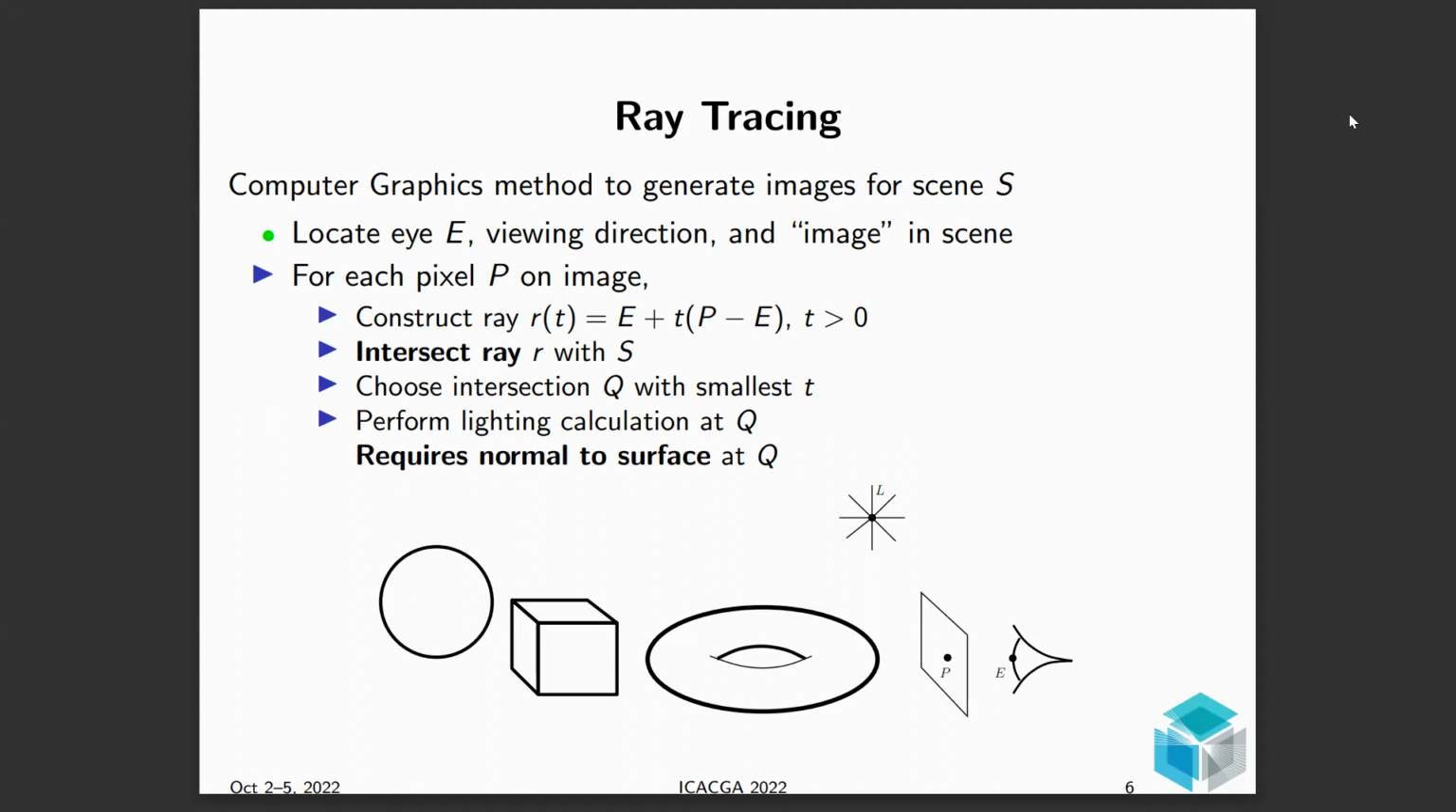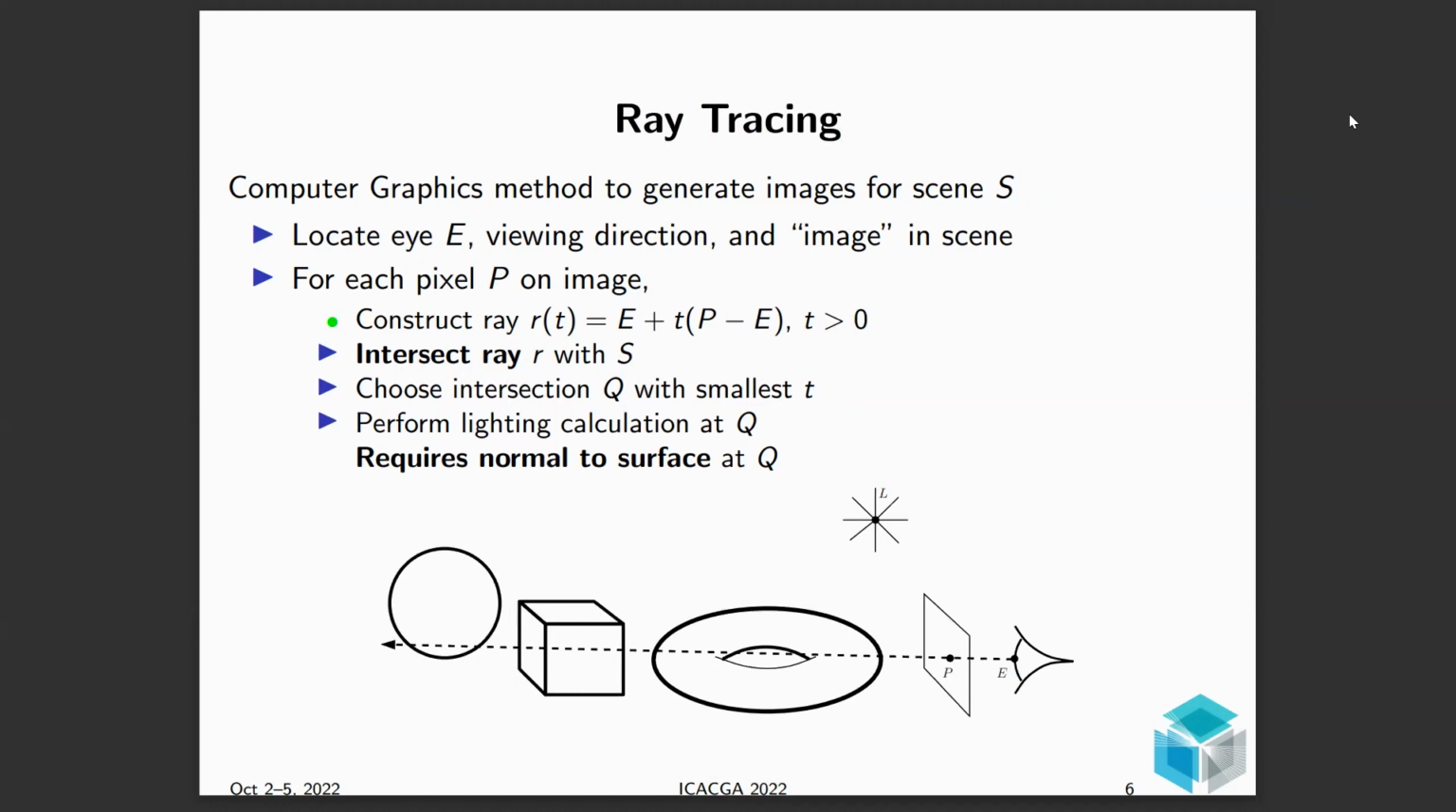And then you locate the viewer, so an eye point position in the scene, you're looking in a particular direction, and then you have your image at some arbitrary distance away. And then for each pixel in your image, you cast a ray into the scene, and then you intersect this ray with all of your objects in the scene, giving these cyan points, okay? And we're interested in the intersection point that's closest to the eye.